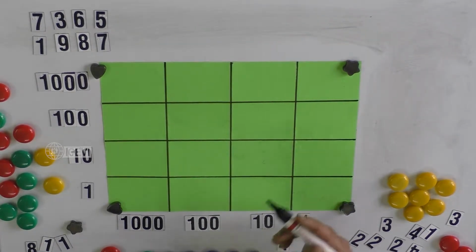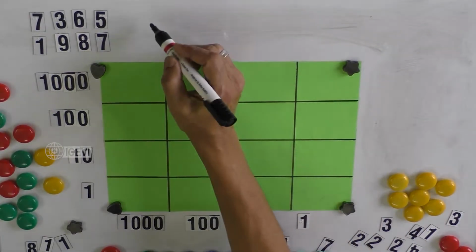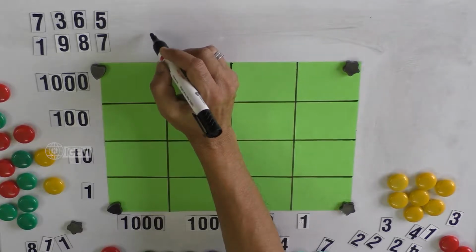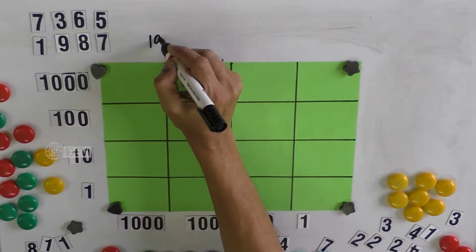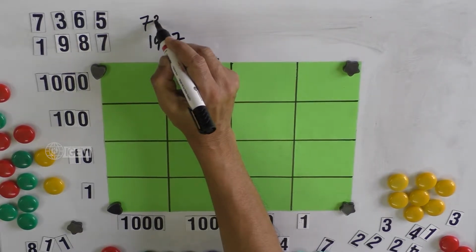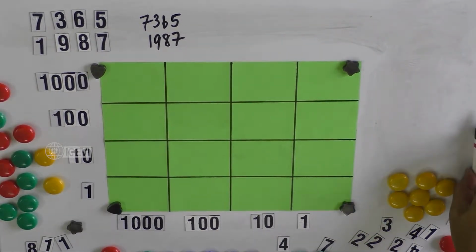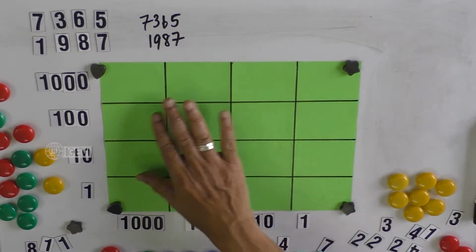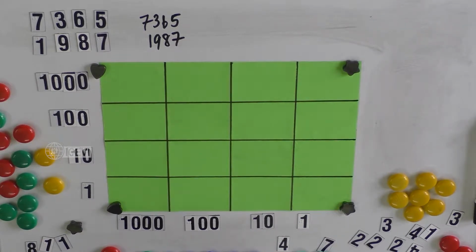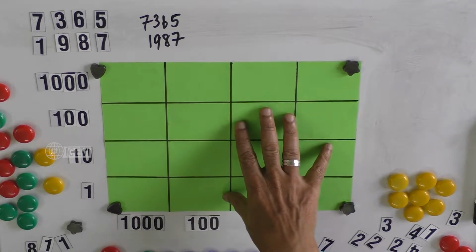Let us do a complicated subtraction using this template. Assume that we have to subtract the number 1987 from 7365. You can use an abacus to do the calculation, and you can use the expanded form template too. So what we have to do is place the numbers first in the respective columns.